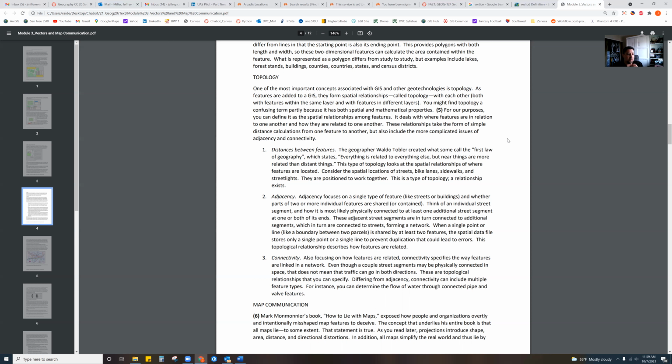Adjacency is similar to what I was just talking about, but with adjacency, we're thinking about, again, the alignment of what creates that network. So let's see, I'm kind of reading this while I'm talking here.